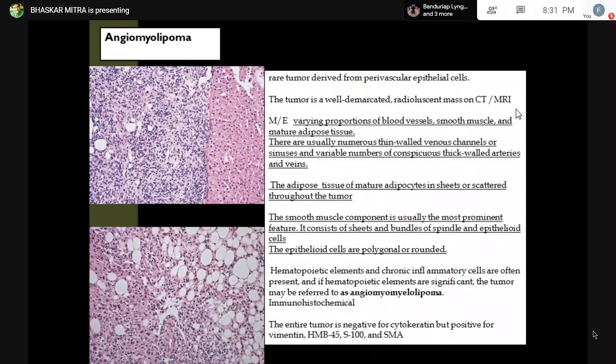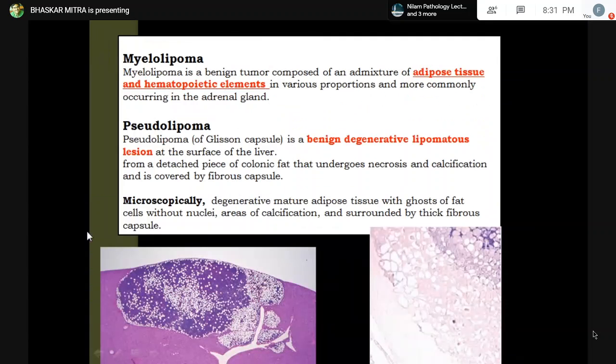There may be a combination of different connective tissues like angiomyolipomas. They usually show varying proportions of blood vessels, smooth muscle and mature adipose tissue. As in other areas of the blood vessels, they show those typical epithelioid cells. Here in the polygonal cells, they show the typical immunohistochemistry pattern of HMB45, S100 and SMA positivity in those cells. If there is a hematopoietic element, we consider this as myelolipoma.